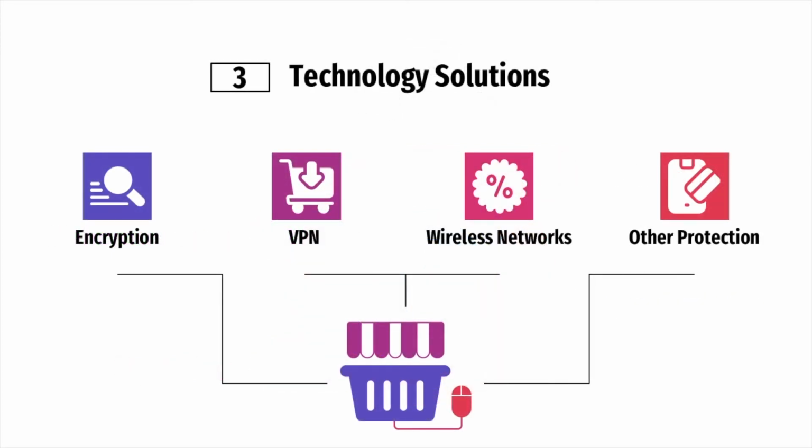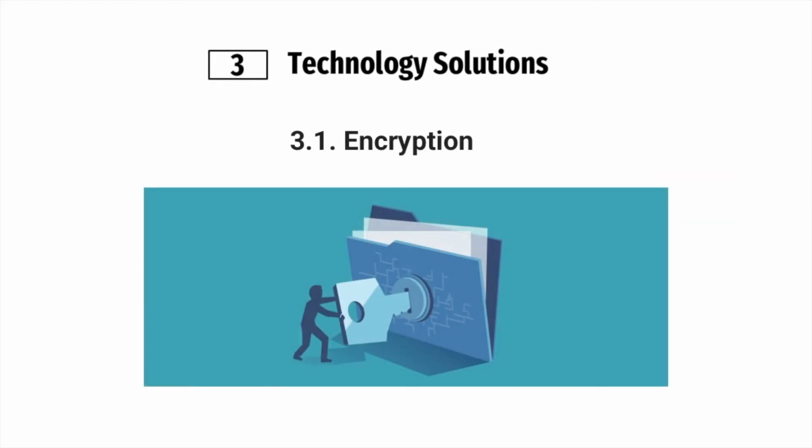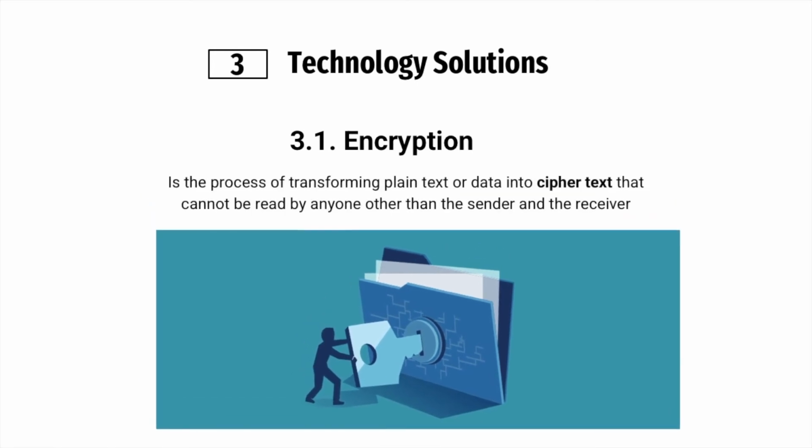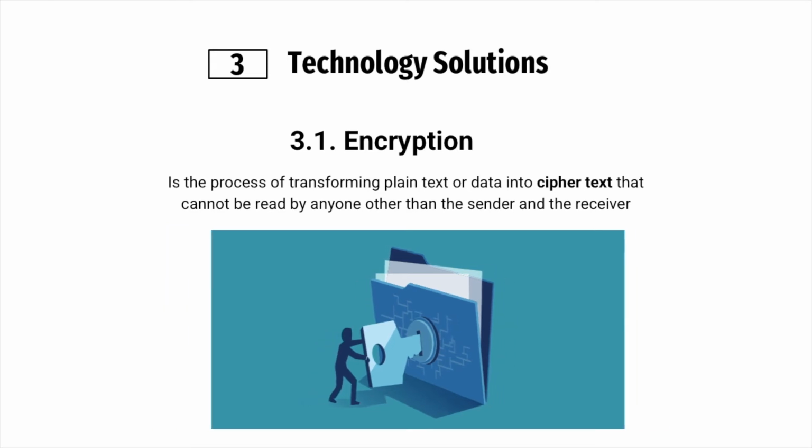Next, we will talk about how technology helps secure internet communication channels and protect networks, servers, and clients. I will first talk about encryption. Encryption is the process of transforming plain text or data into ciphertext that cannot be read by anyone other than the sender and the receiver.